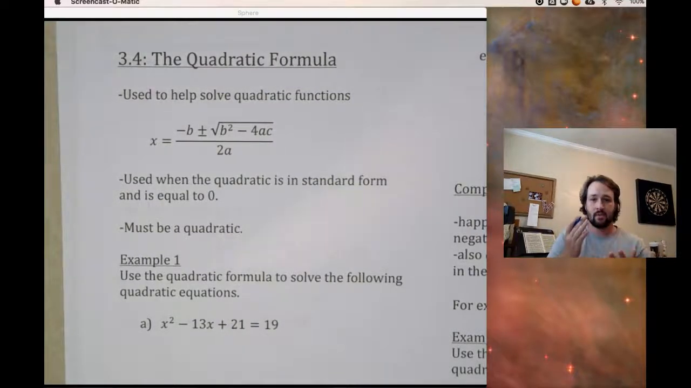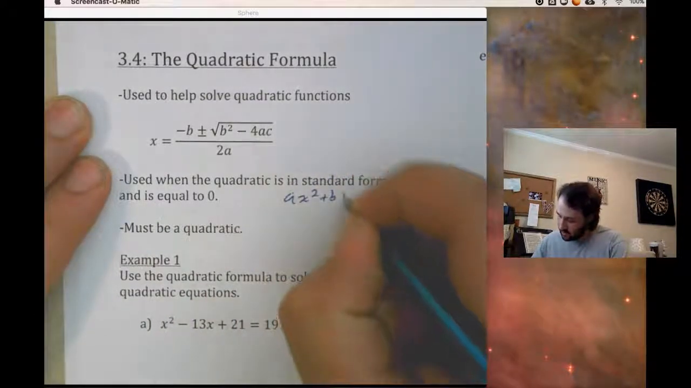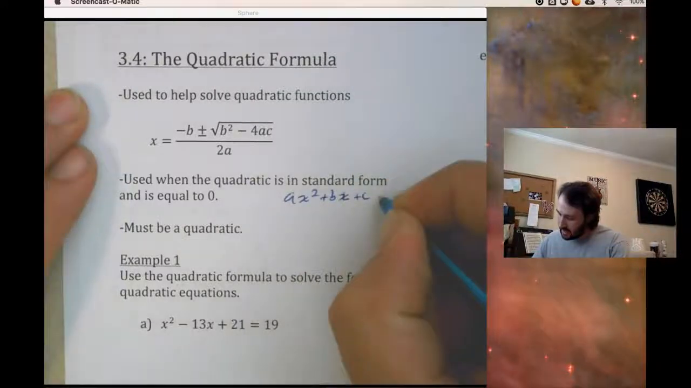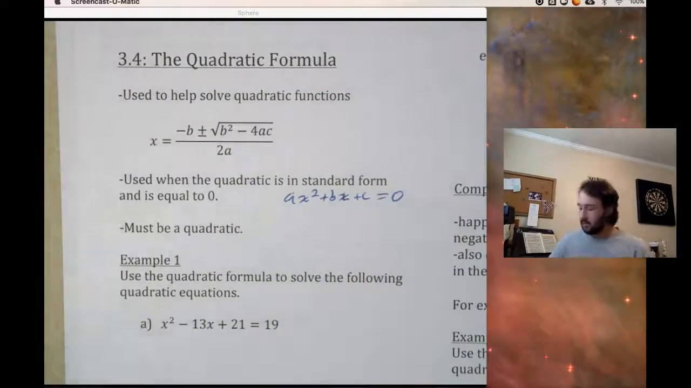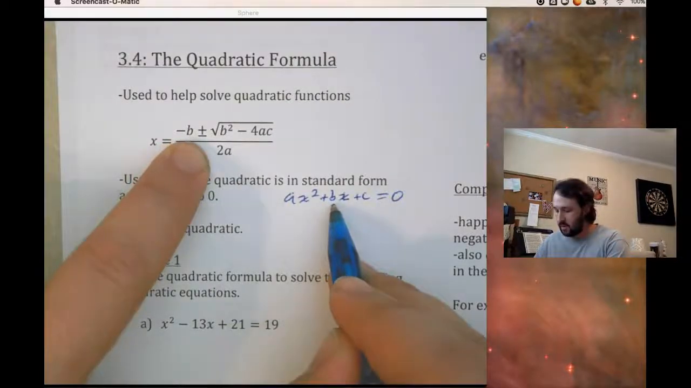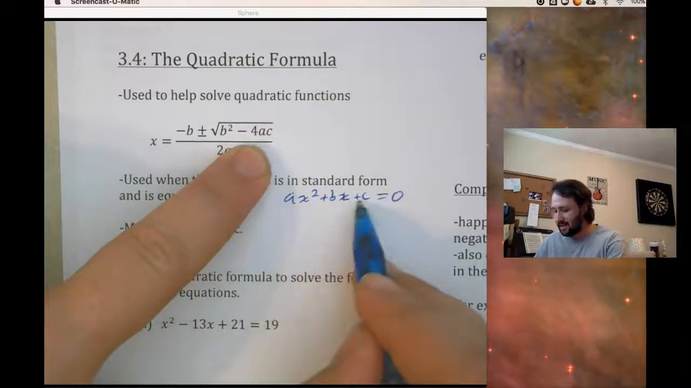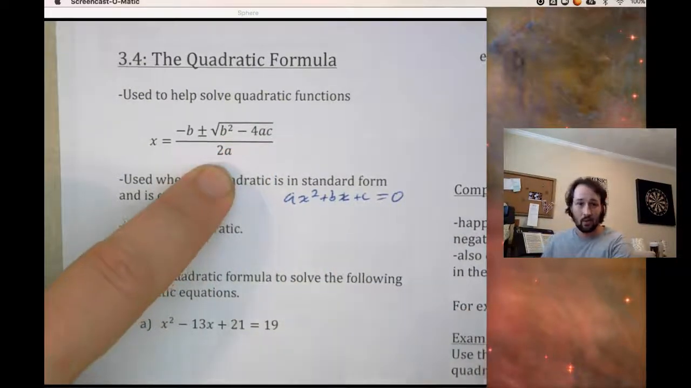This is when the quadratic is in standard form. So remember that standard form is ax squared plus bx plus c, and it needs to be equal to 0. So these go straight with it. So the b is the number in front of the x, b squared, so the number in front of the x squared minus 4ac, so a and c, all divided by 2a. That is our quadratic formula.